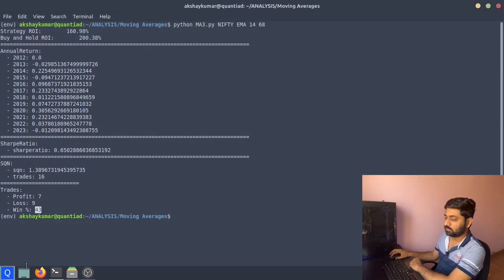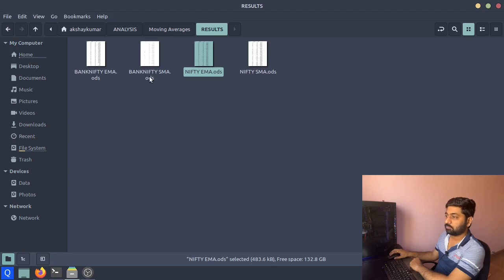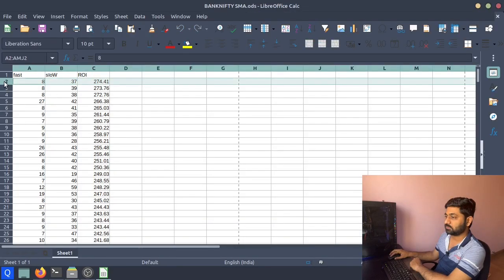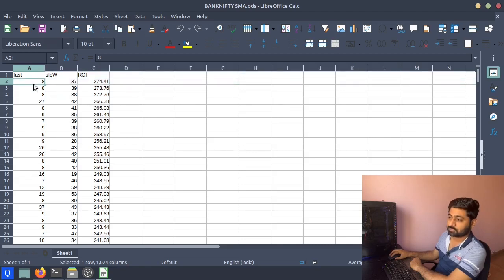Now let us see the settings for Bank Nifty. See, the Bank Nifty gave us around 274%. That is huge, if you use the setting of 8 and 37. Now these settings are nowhere near the commonly used settings. Even in a dream you would not have imagined, this setting will give you a maximum profit.